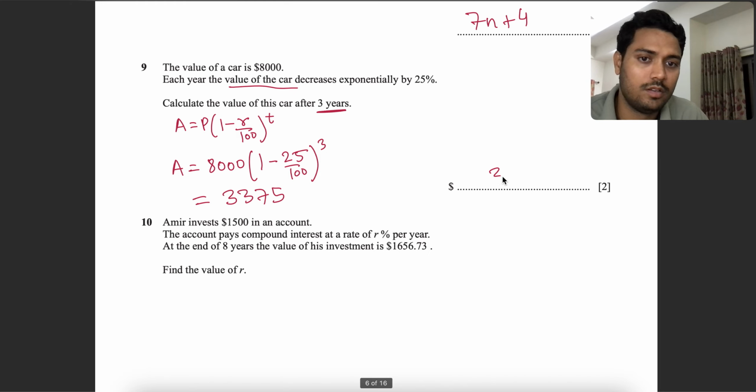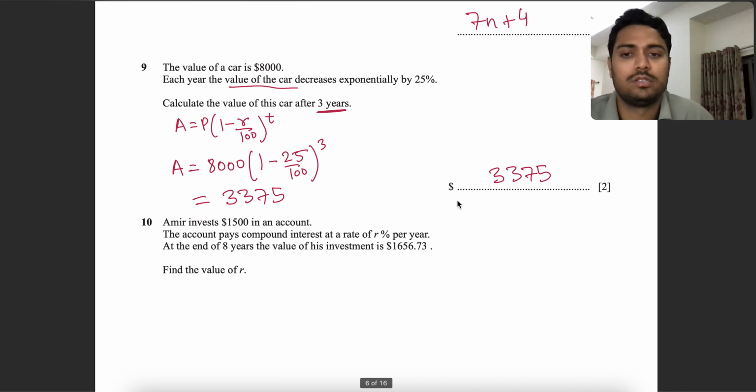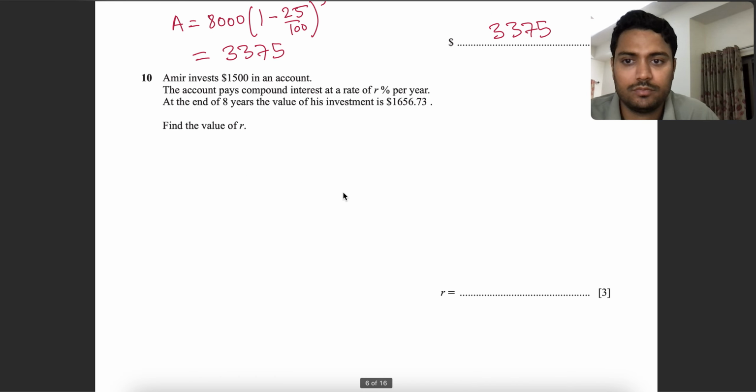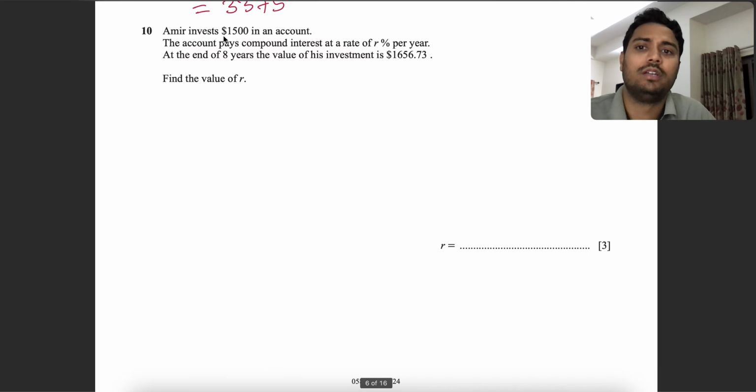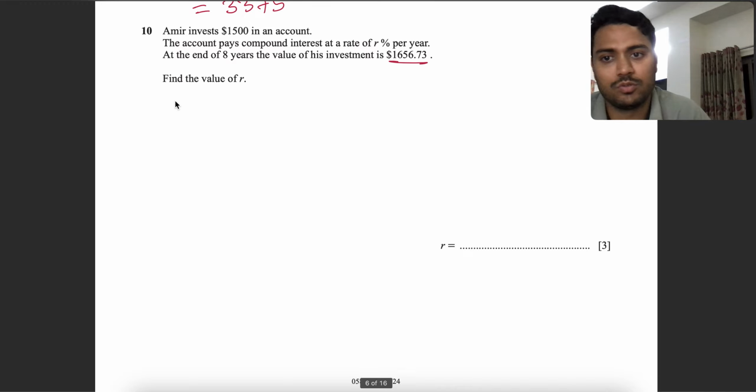3375. So $3375 after the depreciation after 3 years. Moving on to question number 10, it says Amir invests $1,500 in an account. The account pays compound interest at the rate of R% per year. At the end of 8 years, the value of investment is this much. So simply same formula, A equals P times (1 plus R upon 100) raised to T.